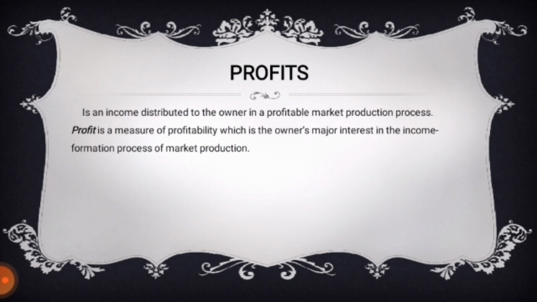Next is profit. Profit is an income distributed to the owner in a profitable market production process. Profit is a measure of profitability, which is the owner's major interest in the income formation process of market production. Profit describes the financial benefit realized when revenue generated from a business activity exceeds the expenses, costs, and taxes involved in sustaining the activity in question.